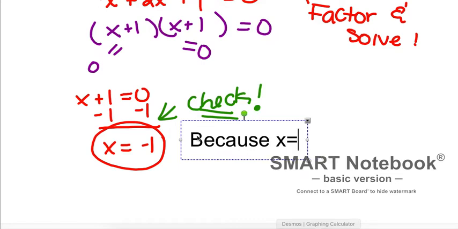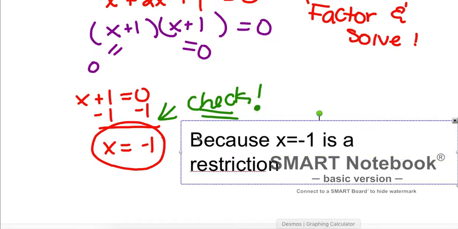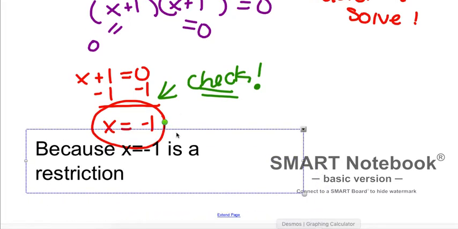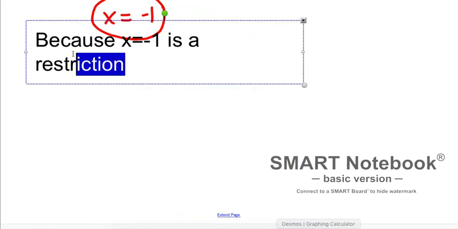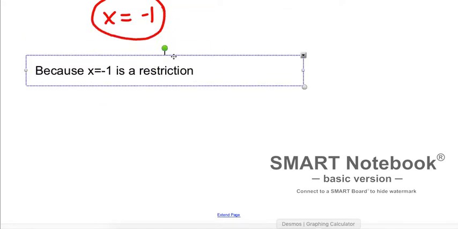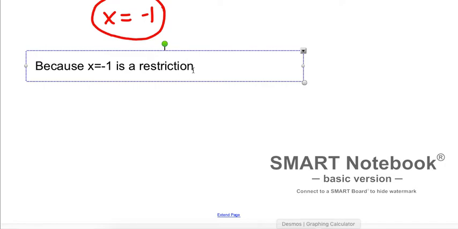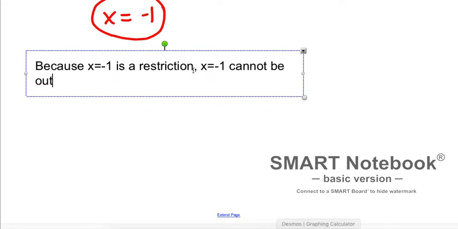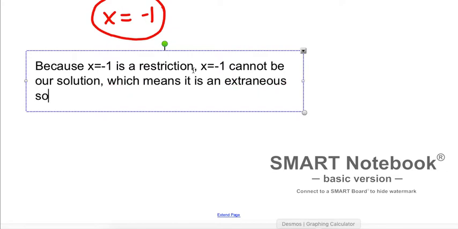Because x equals -1 is a restriction, let's write it here. And I need more space. So, because x equals -1 is a restriction, x equals -1 cannot be our solution, which means it is an extraneous solution and does not count. Okay, which means that there is no solution here.